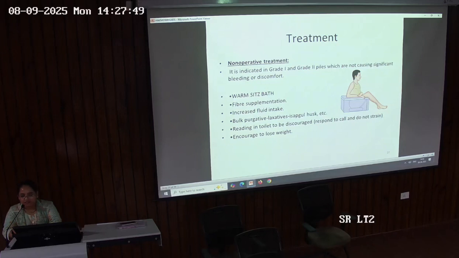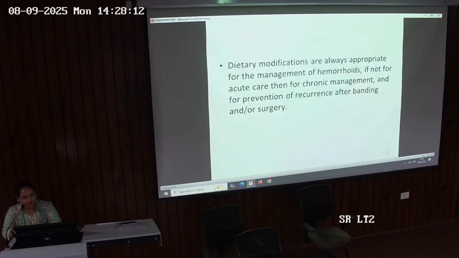We instruct the patient to sit in a hot warm water tub for approximately 10 to 15 minutes, then apply topical anesthetic agents. Also, they work as antiseptic agents. Warm sitz bath, fiber supplementation, high fiber diet, low spicy food, bulk purgatives to avoid constipation, and reading in the toilet to be discouraged, and encouraged to lose weight. Dietary modification is always appropriate for the management of hemorrhoids.